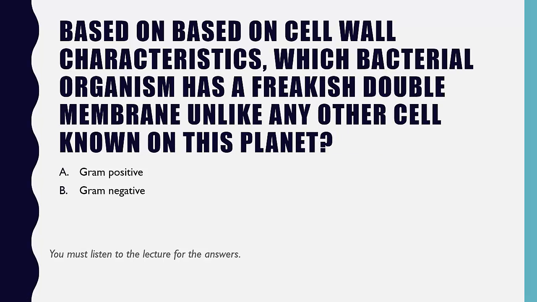Which bacterial organism has a freakish double membrane unlike any other cell known on this planet? Gram negatives. Okay, what's a good example of a gram negative bacterial cell? E. coli. What's a good example of a gram positive bacterial cell? Staphylococcus aureus. Okay, staph.